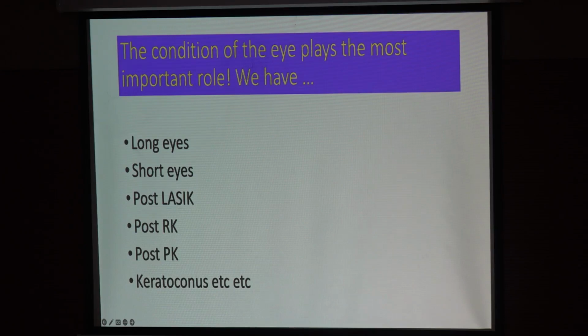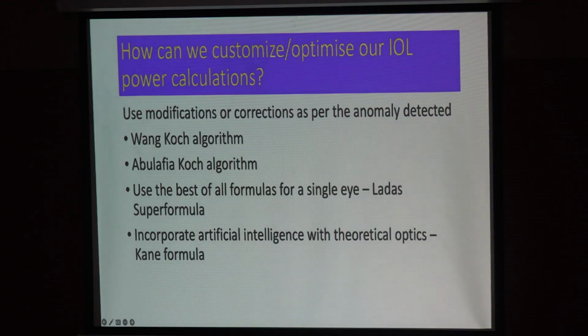And the conditions which have the most important role, I won't go into that. I've already said this thing. And how can we customize or optimize our IOL power calculations? You will hear terms like Van Gogh algorithm, even in the chart that I had shown you. So these are modifications for the axial length of the eye. And for example, Abulafia-Koch algorithm. This is an algorithm for toric IOLs which takes into account the posterior surface of the cornea as well, so posterior astigmatism as well when calculating the toric power. So that is how it helps us in improving the accuracy, right? And there are also some other formulas like Ladas Super formula which incorporates the best of many formulas to give you an accurate intraocular lens power reading.